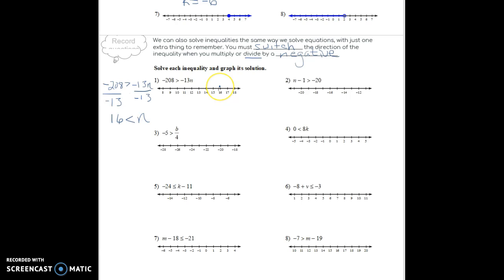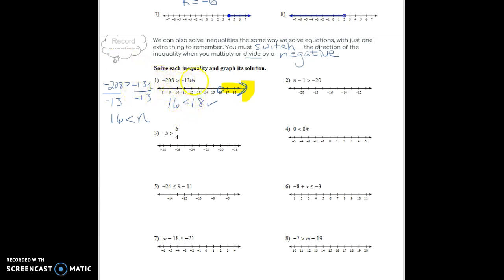So I have an open dot at 16. I need to figure out which way to shade. I'm going to try 18. So I have 16 is less than 18. That is true, so I'm going to shade from 16 to 18 with my giant highlighter. I don't know if I like that thing or not. But you can definitely see where I shaded. If my pen would quit disappearing. Okay, there we go.